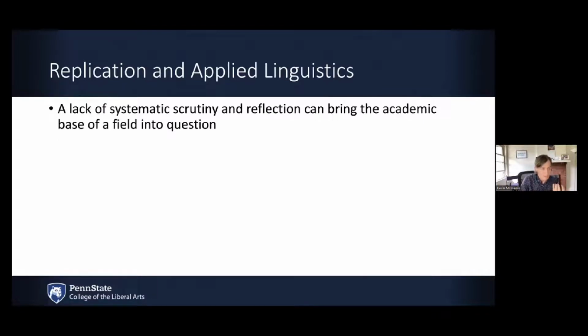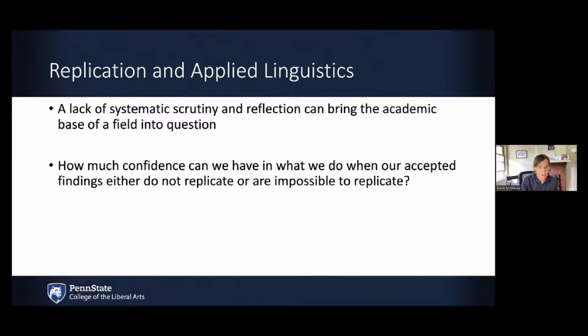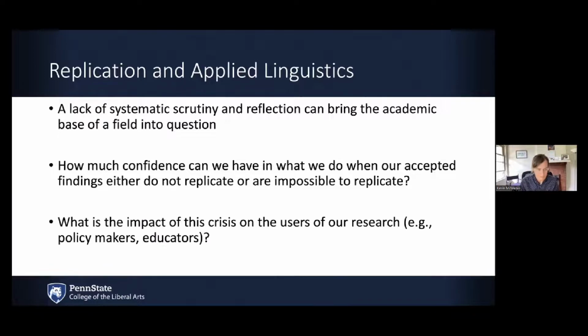And so we can see how this lack of systematic revisiting of previous research can affect a discipline, right? So we can think about it: how much confidence can we have in what we do if the things that we take to be dear and important either cannot be replicated or are impossible to replicate, right? When I say impossible, it could be the case that you've got some very influential studies, some areas which we hold to be very important, that we have no idea how those data were collected or analyzed, or things like that, right?